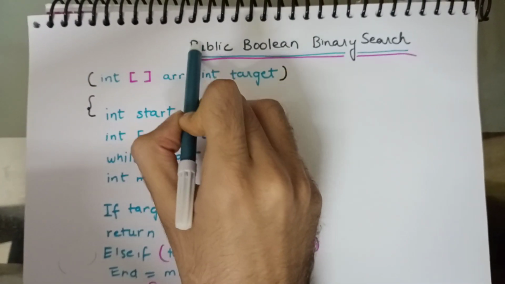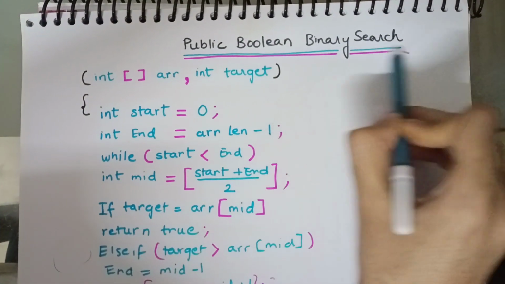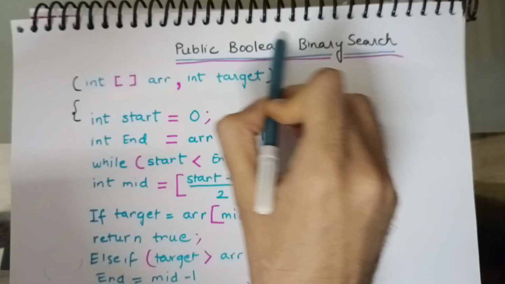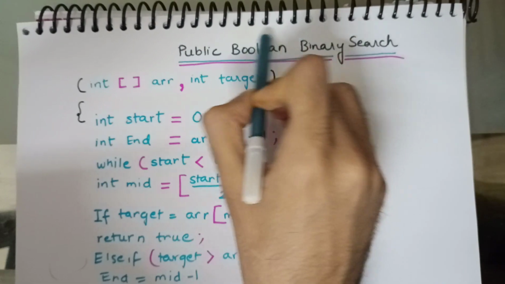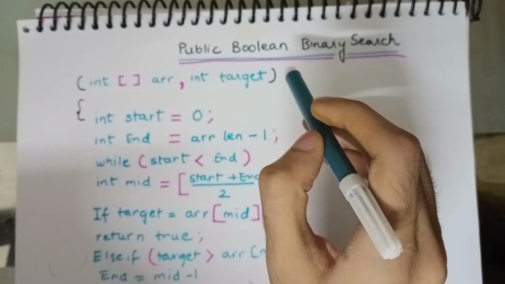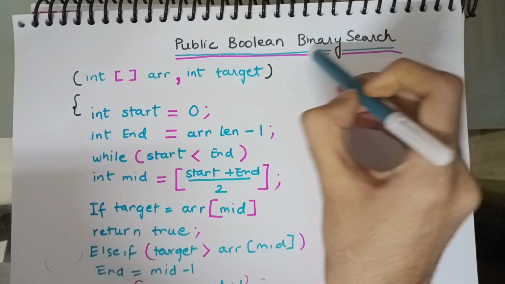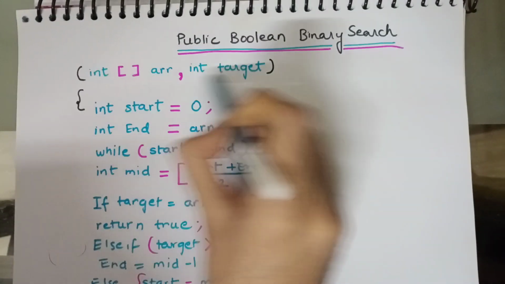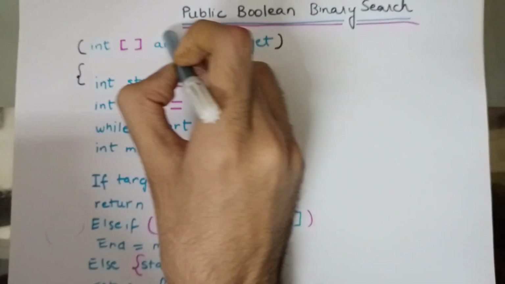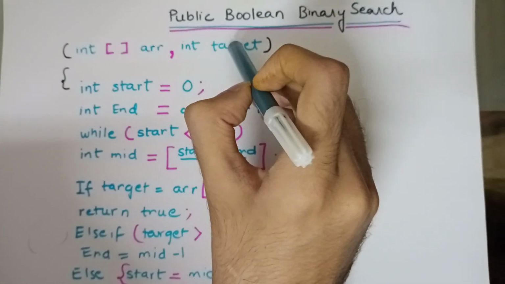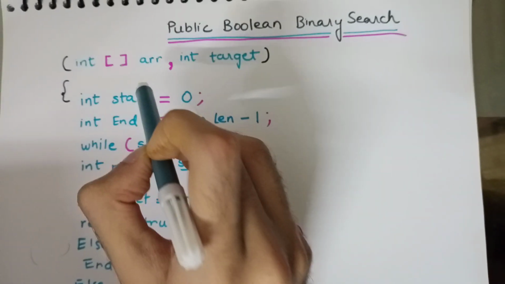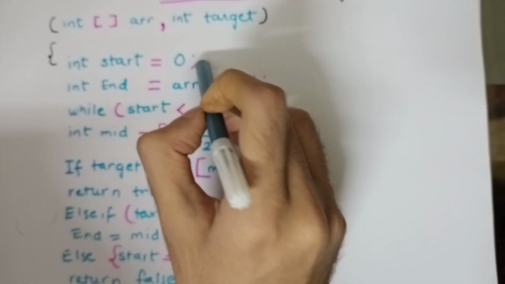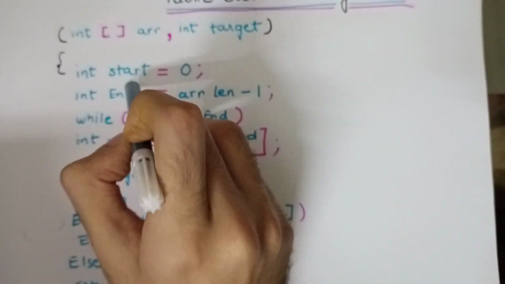The first part of our method signature indicates that this method called binary search can be accessed by any particular class. The next component is boolean, which means that the output can be true or false. The next component is called the method name, which is binary search. Within brackets we have the inputs, which are the array of the type integer with the name array, and target of the type integer. Then we initialize two variables, start and end, to be 0 and length of the array minus 1, which indicates that start is at the first element and end is at the last element.